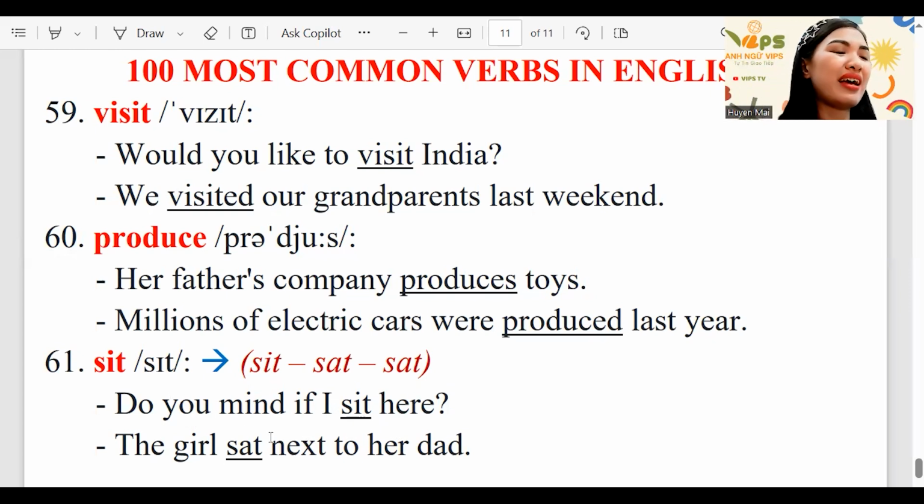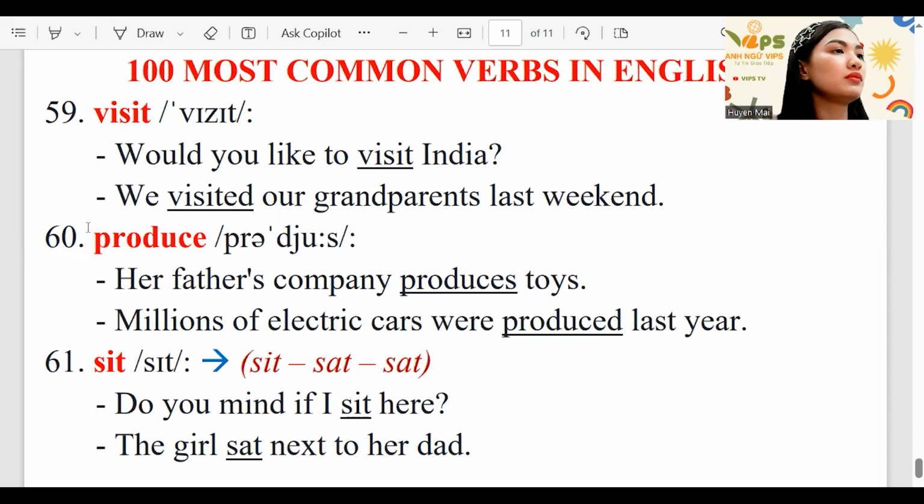Do you mind, like, is it okay for me? This is very formal, very polite. You can say, may I sit here? Or you can say, do you mind if I sit here? The girl sat next to her dad. Like, the girl sat, we are talking about the past, so we have to use sat. Next to, that means beside her dad. The girl sat next to her dad.